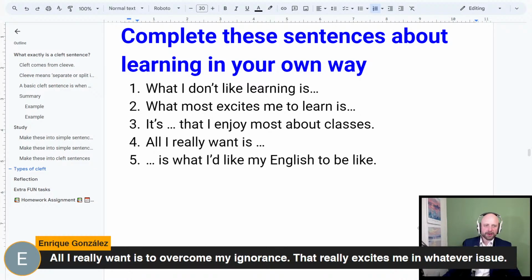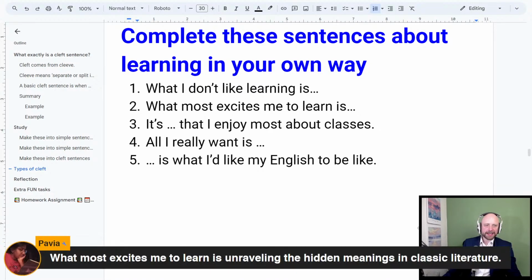All I really want to overcome is my ignorance. All I really want is to overcome my ignorance. Wow, interesting. What excites me to learn is unraveling the hidden meanings in classic literature. Are you sure? Is it really hidden meanings? You know, sometimes it's difficult to know, is it the mind it goes into or the mouth it comes out of? Are these meanings in the eye of the beholder? It's difficult to say, isn't it? But it is part of our enjoyment of critiquing literature to consider such things.